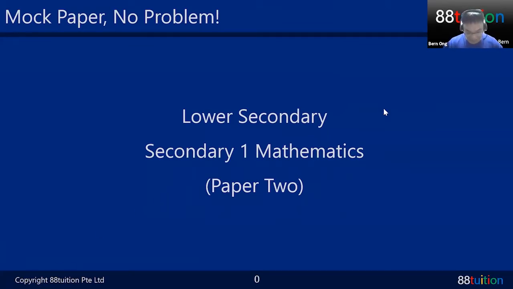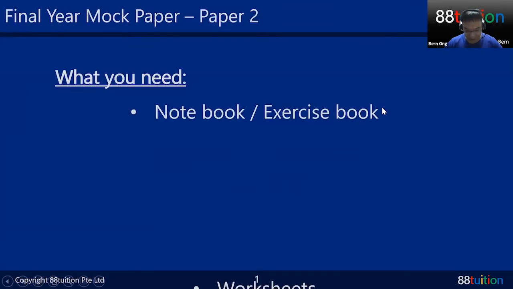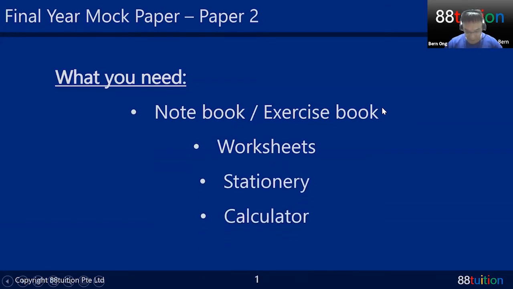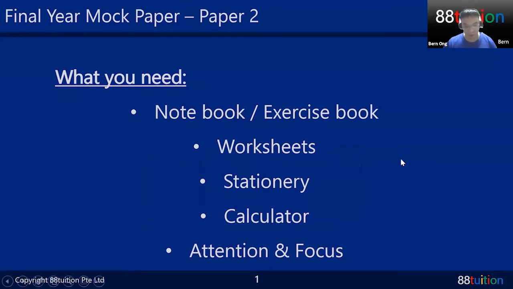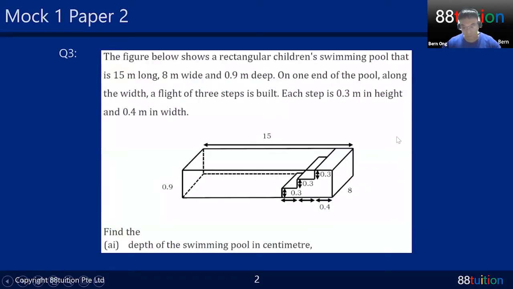Let's begin our Sec 1 math. These are the things that you need to have. Calculator is very important. If you don't have it, you must have it. It's going to be a helpful tool for you. So mock 1, paper 2, question 3. Question 1 and question 2 were covered in the previous lesson already, so I'm just continuing with question 3 from the Sec 1 mock paper 2.